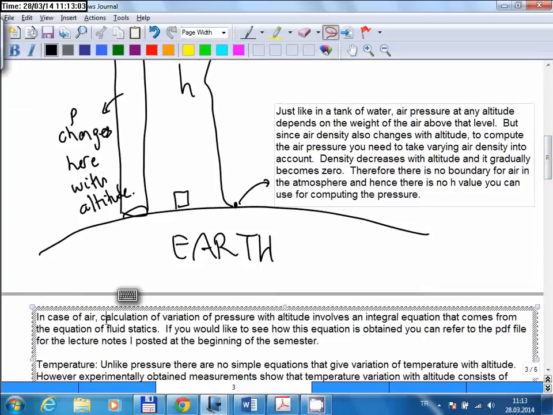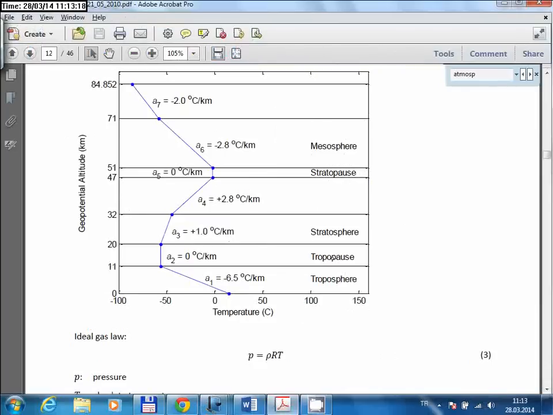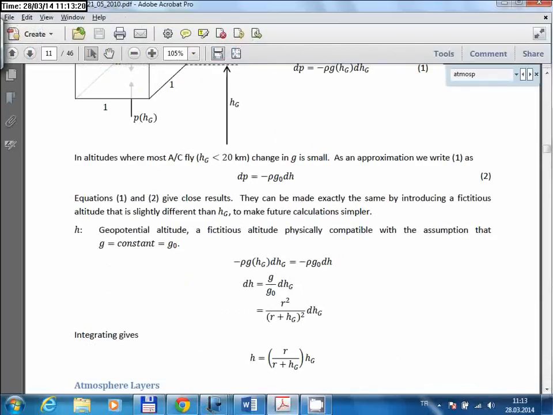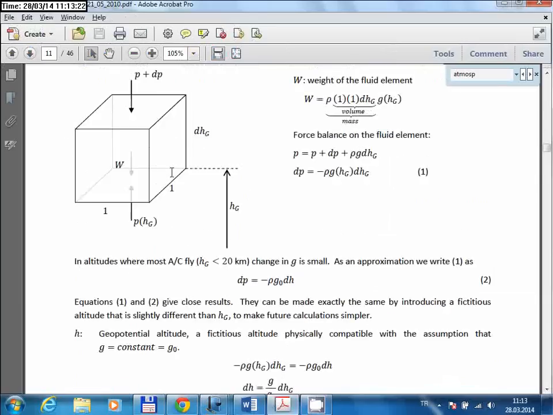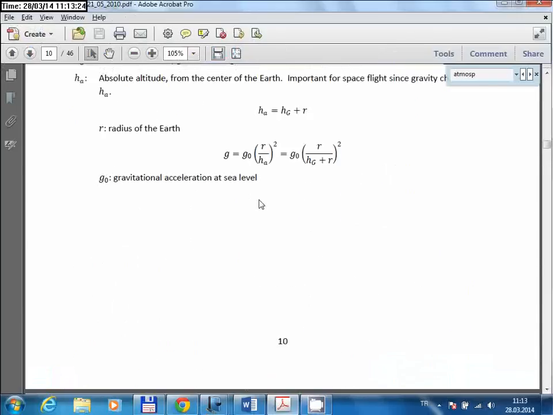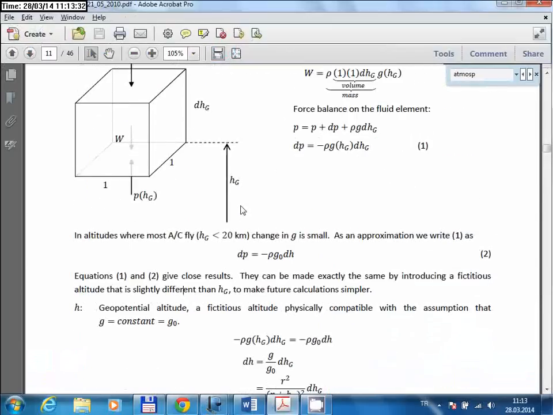So in case of air, calculation of variation of pressure with altitude involves an integral equation that comes from the equation of fluid statics. So if you'd like to see how this equation is obtained, I can give you the derivation here. There's a PDF file here. I can give you this file, and in that file you can find the details of how air pressure as a function of altitude can be obtained.